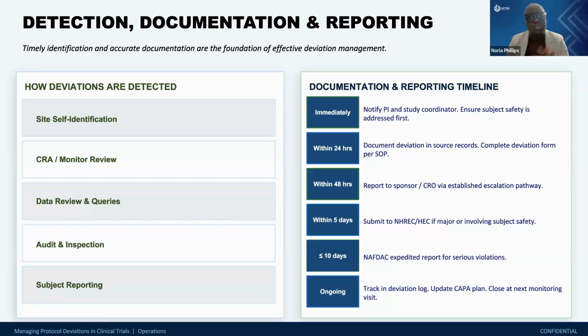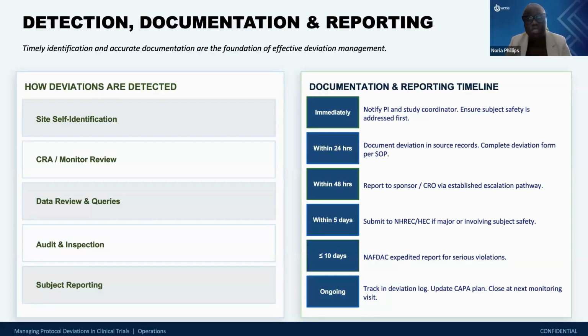So how the deviations are detected is, first of all, site can self-identify it. If a site commits a deviation, they will let you know. They will report themselves. So, if sites can identify it once they've committed a deviation, they will notify the sponsor or notify the CRO, depending on whoever they are working with.